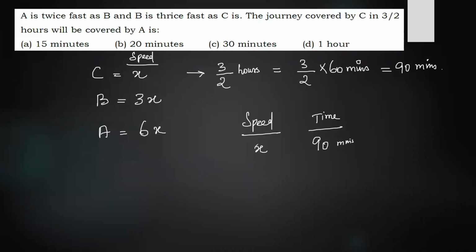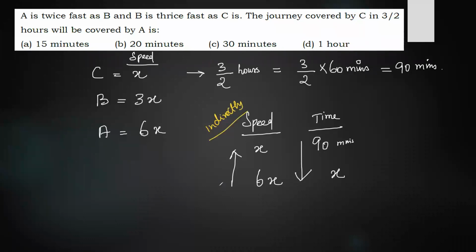The question is the same distance covered by A. A's speed is 6x, right? Speed increased, so will the time taken decrease or increase? Decreased, right? So it's indirect. If it is indirect, you can multiply directly, and you can easily answer the question.